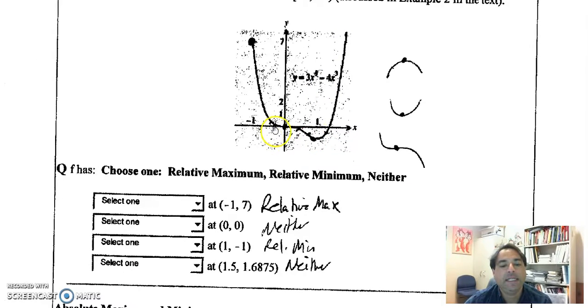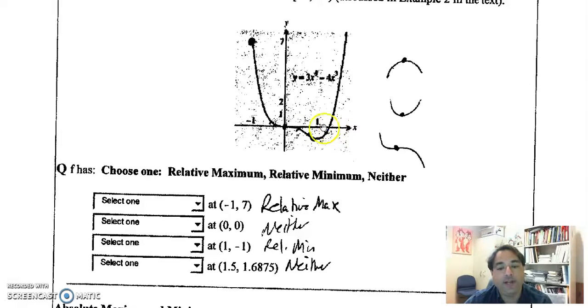If we look at the point (-1, 7), notice it's a high point, that's where the graph begins. That would be a relative max. The definition of a max is that if you look to the left and right and it's lower, then you have a max. In this case, we don't have anything to the left, nothing exists, but to the right is lower, so that would be a relative max. If we look at the point (0, 0), to the left the graph is higher, to the right the graph is lower, so that would be neither a relative max nor a relative min.